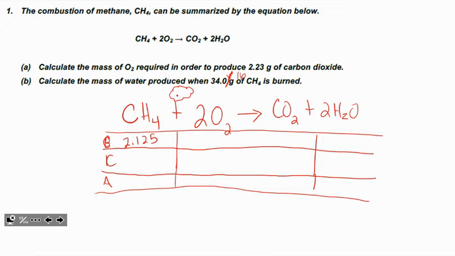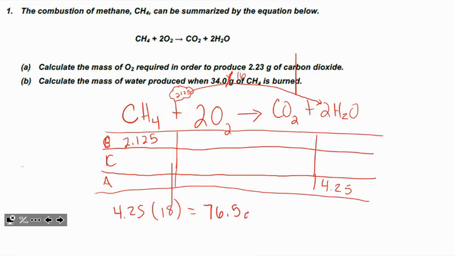I'm going to take this up into the cloud. I'm going to divide by 1. When I bring it down back out of the cloud, I need to multiply by 2. So I'm going to produce 4.25 moles of water. If I take my 4.25 moles of water and multiply it by 18, that's going to give me 76.5 grams of water produced.